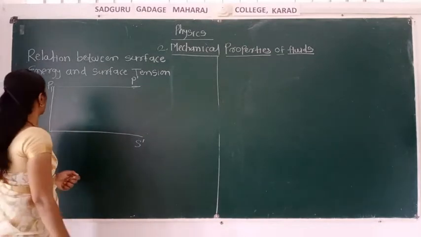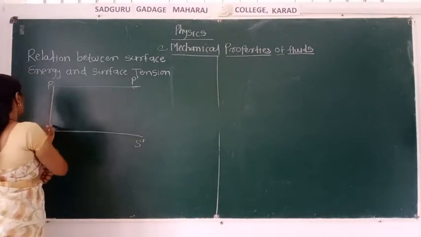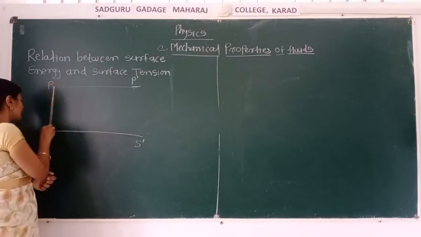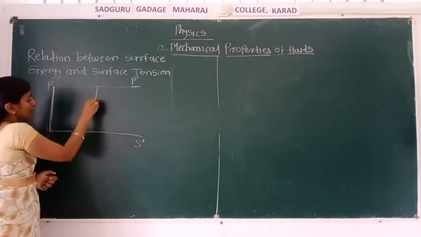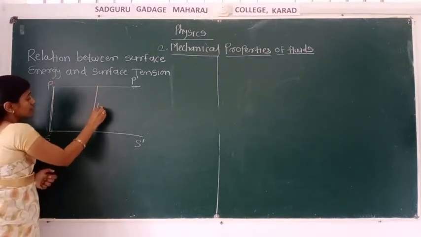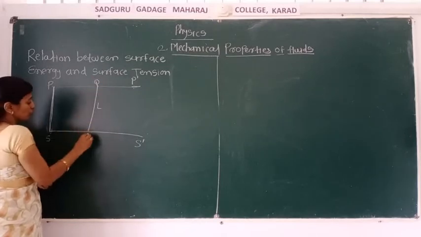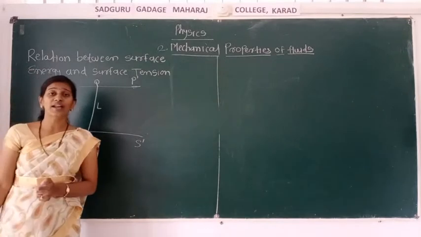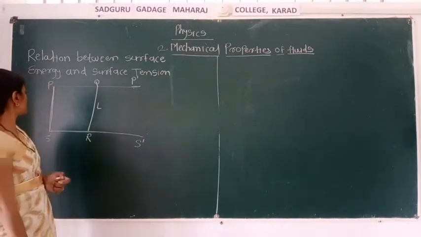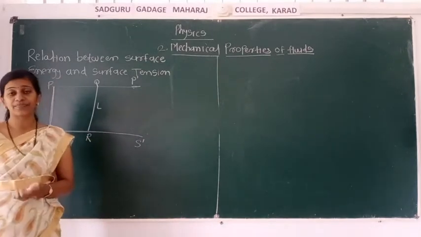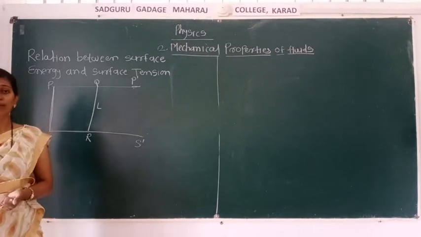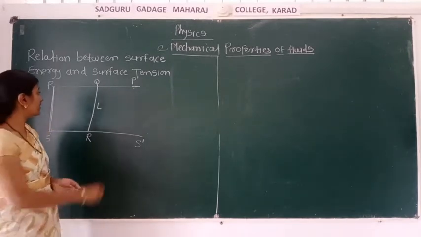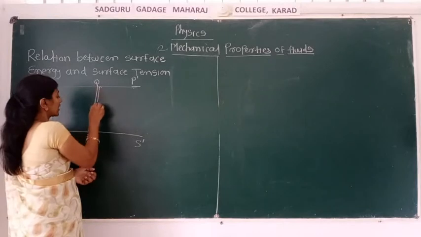Now, for that frame, one movable arm is present. That arm has the length L, and the name of that arm is QR. So consider a rectangular frame PP'SS' having one movable arm QR, and that arm has the length capital L.